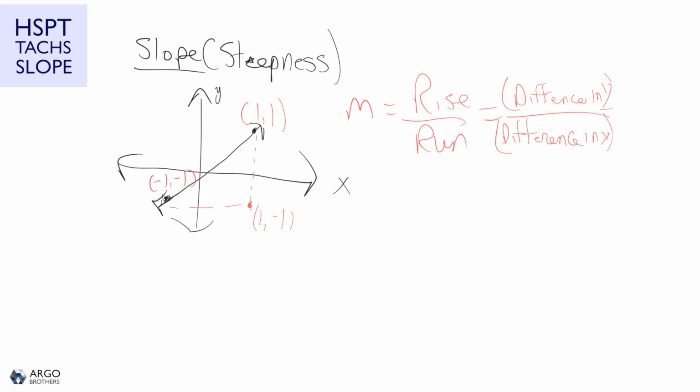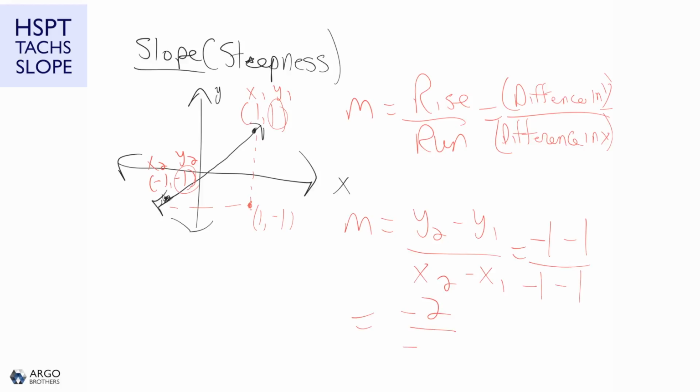Alright, so how do we find the slope? The slope is the steepness, so the rise would be the difference in y. We can represent that by y2 minus y1, and the difference in x is x2 minus x1. We're using the same notation that we had with the distance formula. So let's make this x1, y1. It doesn't matter which point you use first. And this x2, y2. So now what is y2 minus y1? That would be -1 minus 1. And x2 minus x1 is -1 minus 1. Which means that we have -2 over -2, or 1. So our slope is 1.